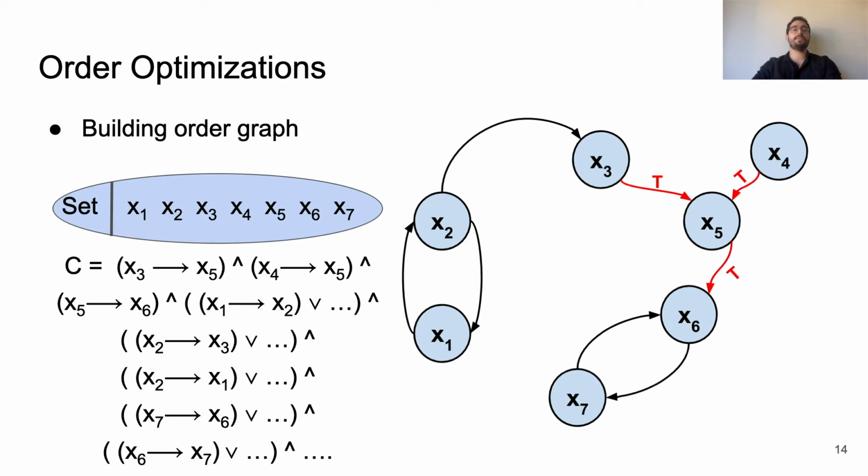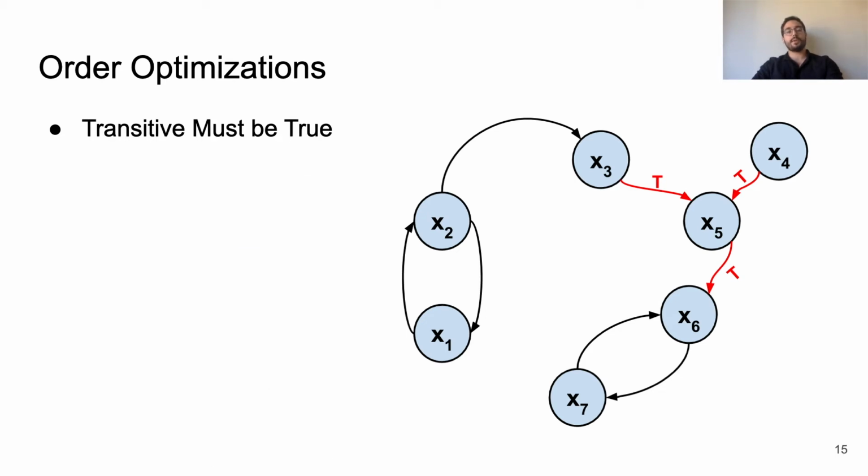If Satune determines that, for example, x4 must be ordered before x5, it marks the edge from x4 to x5 as must be true, which is shown in red in the graph. After adding edges for all order variables in the constraint, the order graph is built and Satune can optimize it.